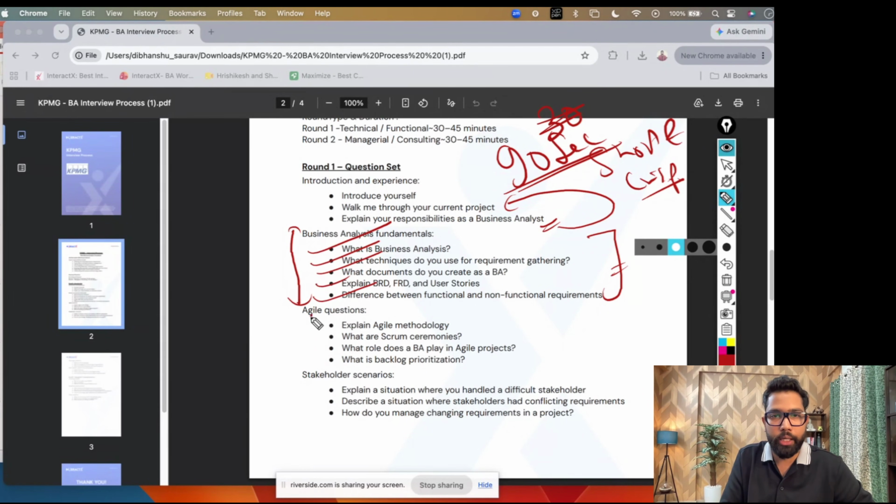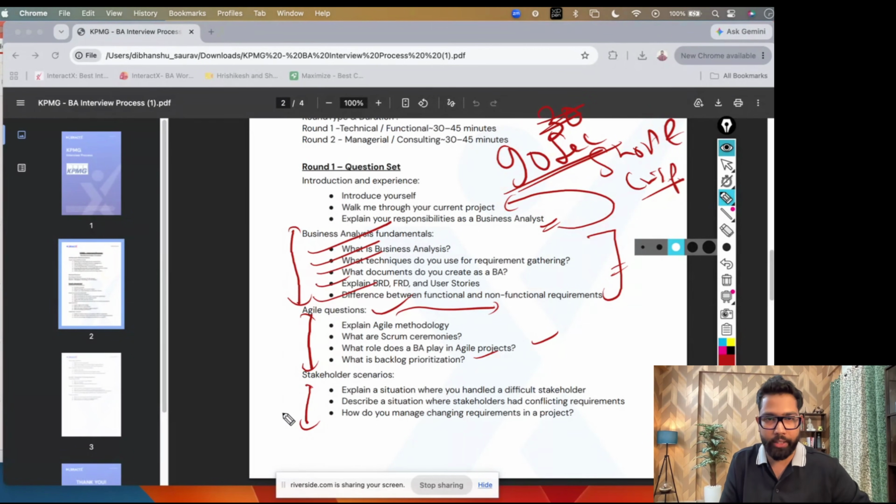Similarly, there were certain questions on Agile. Explain Agile methodology. First of all, it should not be just Agile. As we are aware, it should be Agile Scrum as a methodology. What are Scrum ceremonies? What role does a BA play in an Agile project? What is backlog prioritization? Followed by a couple of stakeholder scenario questions.